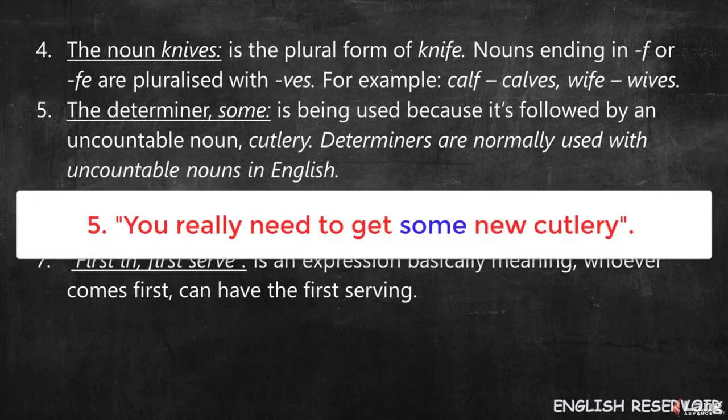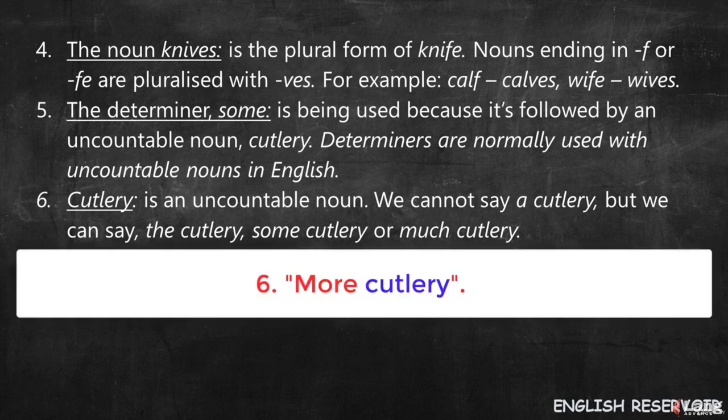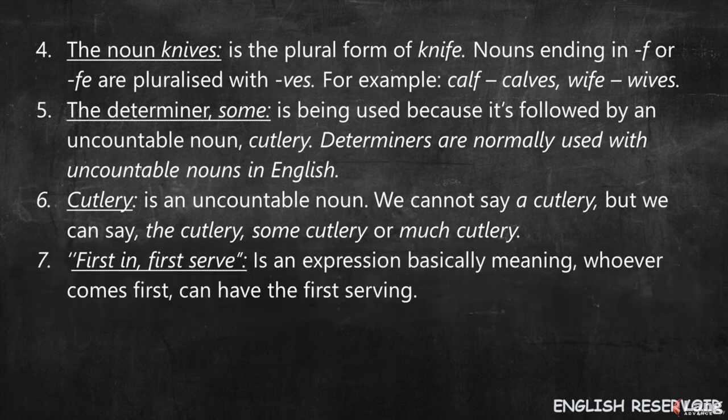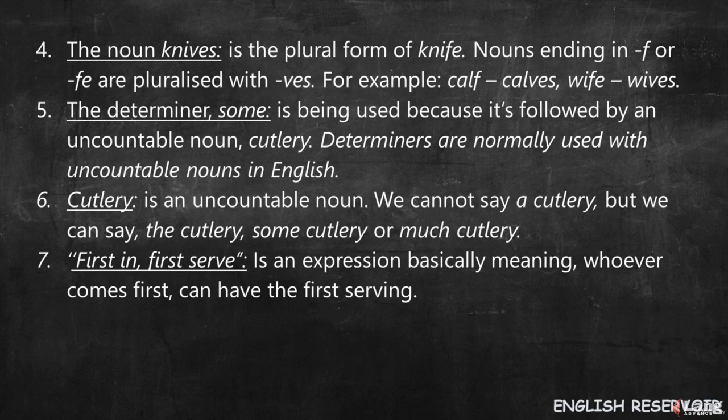5. The determiner, some, is being used because it's followed by an uncountable noun, cutlery. Determiners are normally used with uncountable nouns in English. 6. Cutlery is an uncountable noun. We cannot say a cutlery, but we can say the cutlery, some cutlery, or much cutlery. 7. First in, first serve is an expression basically meaning whoever comes first can have the first serving.